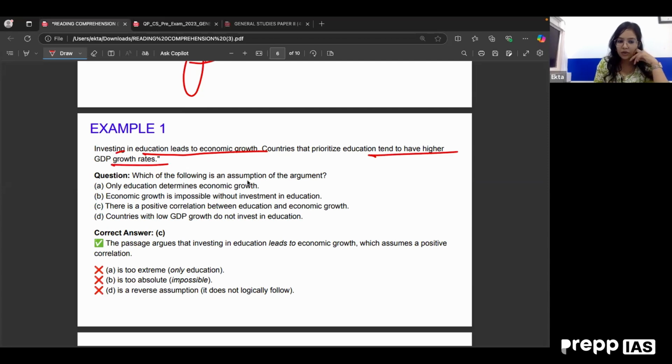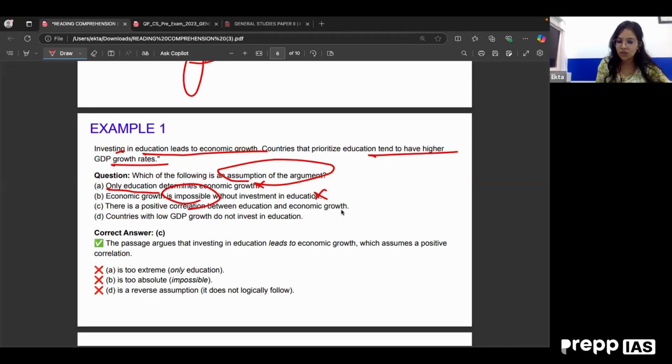Okay. Now इसमें assumption क्या है? Let's read the statements. सबसे पहली level of filtering क्या करनी है? Extreme options. Now who wants to solve this question with me? Statement 1 eliminate कर सकते हैं? Come on fast. जल्दी जल्दी. You have to keep the time in your head. Only education determines economic growth? No. सबसे पहली बात तो ये extreme statement है, right? Economic growth is impossible. Ignore it.